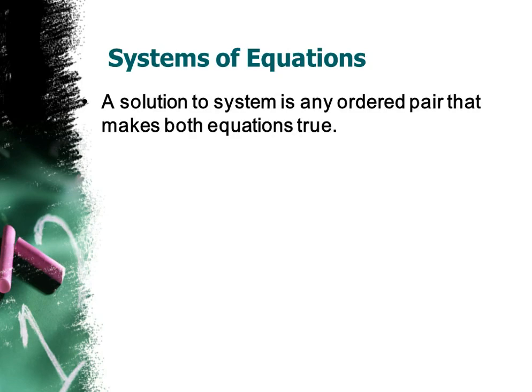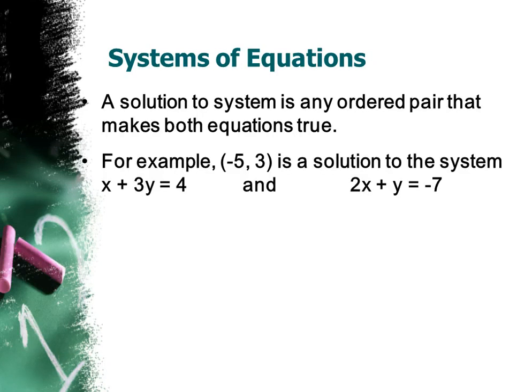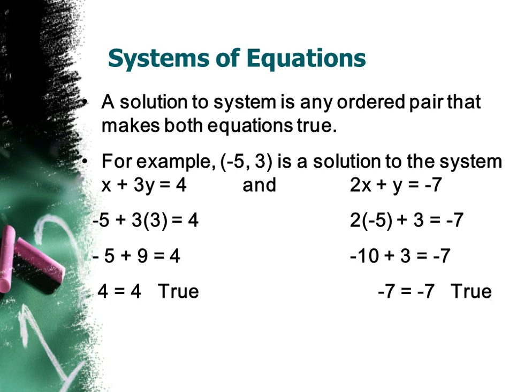So a solution to a system is some ordered pair. If you don't know what ordered pair means, that just means a point on the graph that makes both equations true. So meaning I plug in that x and y, and both linear equations are true statements. For example, let's go back to the linear equations we had in the last slide. Negative 5, 3 is a solution to that system. I can show you that by plugging in negative 5 for x and 3 for y. Negative 5 plus 3 times 3 equals 4. And over here, 2 times negative 5 plus 3 equals negative 7. So I just plugged that ordered pair into the x and y of both equations, and what you'll see is true statements. 4 is equal to 4, true statement, and negative 7 is equal to negative 7, true statement.